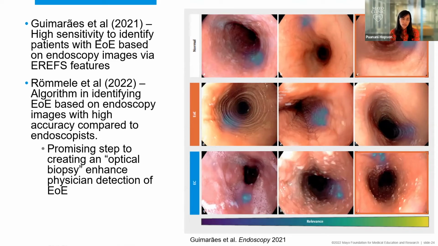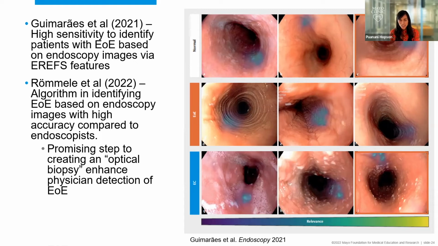Both of these, and I like that the second study used the term optical biopsy, enhance the physician's detection of EoE, which I think is a very unique term. But I think there's some unique ability to use this maybe in real time as you're doing endoscopy. These models were developed based on one photo at a time and not real-time video, but there are really unique GI algorithms looking at videos and diagnosing gastric cancers and colon polyps and things like that, which I think we could probably adapt to use in real time for EoE.